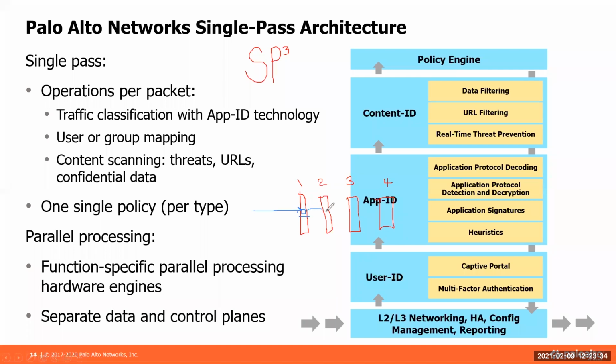But then we had to buffer that packet again for the antivirus analysis. Then it was buffered again for the intrusion, and even further delay was introduced by buffering that packet so we could now look at the URL. Well, that's where the single pass parallel process comes in.